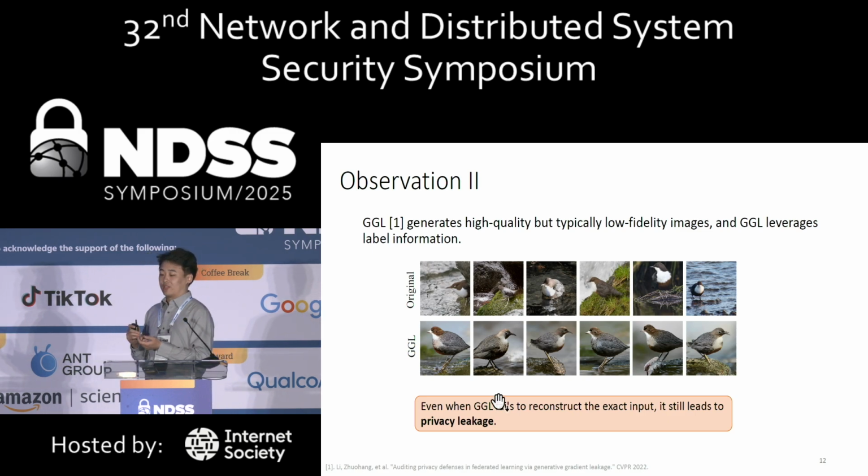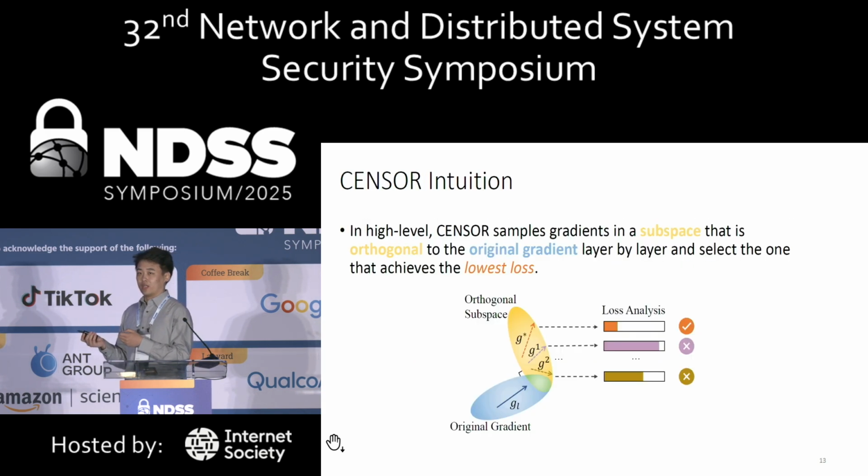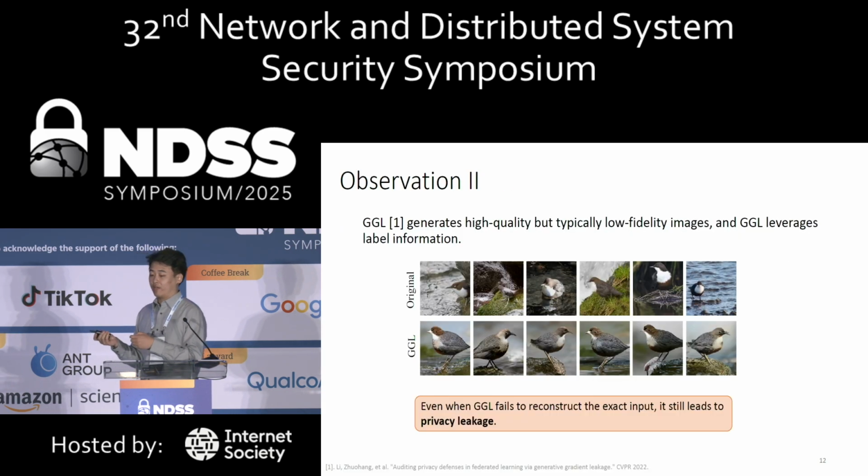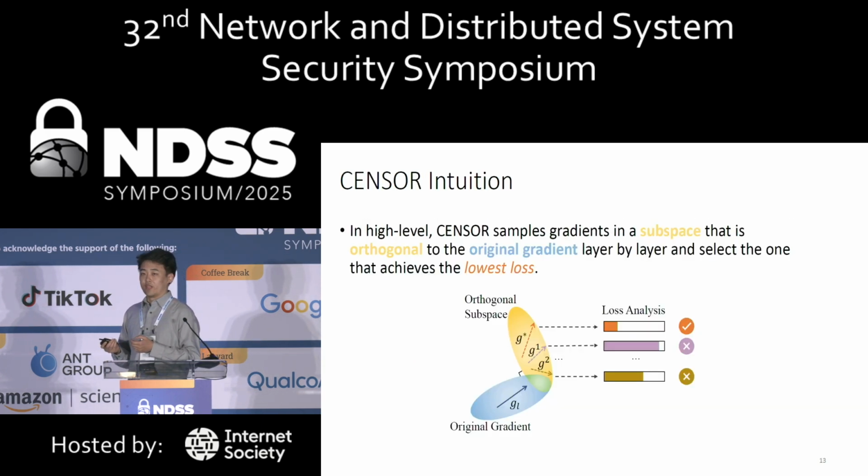So basically, that is their method's insight, since they leverage the label information. From this, we can say even when GGL fails to reconstruct the exact input, it still leads to privacy leakage. So these two observations motivate our work, CENSOR.